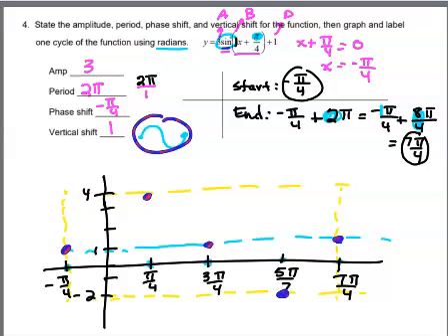And so you can see, you know, my scale is not perfect, but at least I can really see how high it goes, how low it goes, where the middle is. I can see where it starts at negative pi over 4. I can see where it ends at 7 pi over 4. Okay, so we're going to finish off with this, and I'll talk about the next page in the next video.